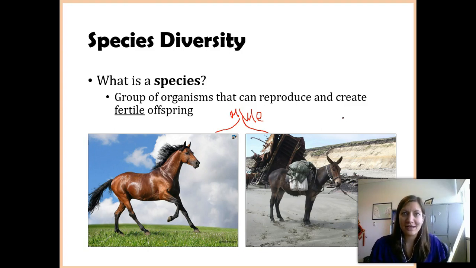Lions and tigers, you can breed them and make a liger, but that liger is not a species. That liger cannot reproduce, so we wouldn't consider that a species. Regardless, when we're talking about species diversity, just keep in mind we're not talking about all these crazy hybrids you can make. It's things that are in the wild that can breed and reproduce and make offspring that reproduce as well.